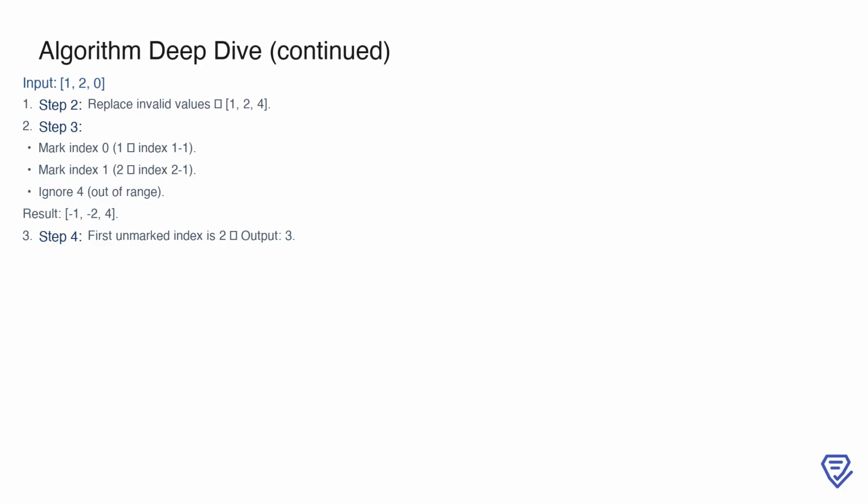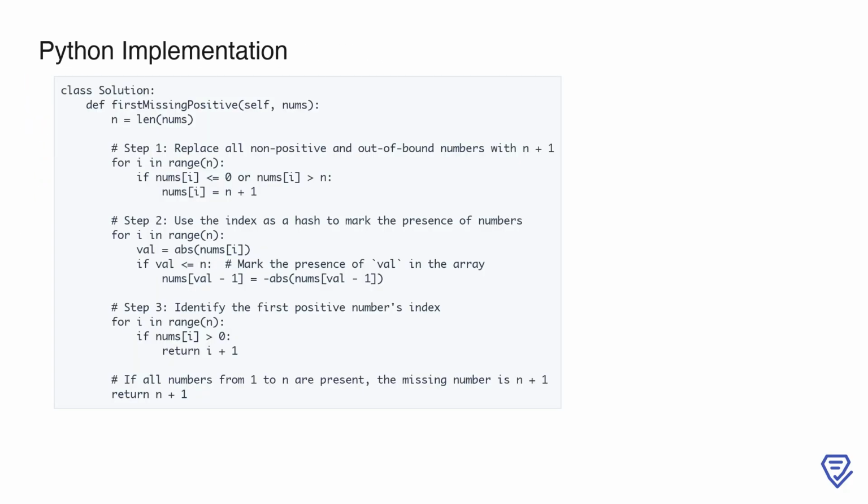At this point, the array becomes -1, -2, 4. In the final step, we traverse the array to find the first unmarked index. Index 2 is still positive, indicating that the missing number is 3. This example highlights how the algorithm handles edge cases like numbers outside the valid range and ensures we efficiently identify the smallest missing positive integer in all scenarios. This implementation solves the first missing positive problem in O(n) time and O(1) space.